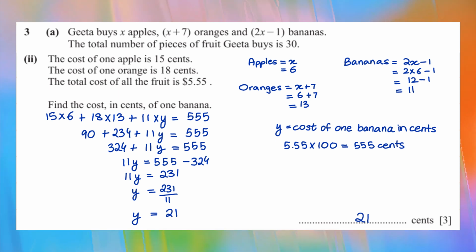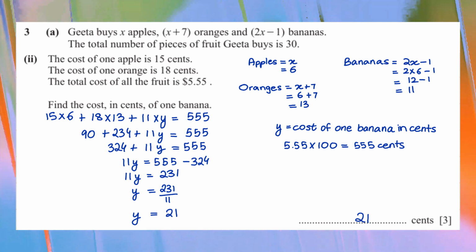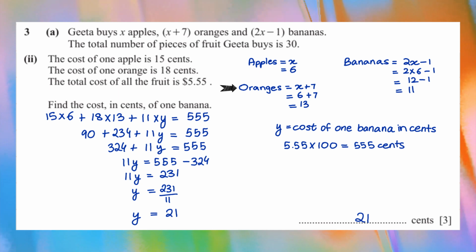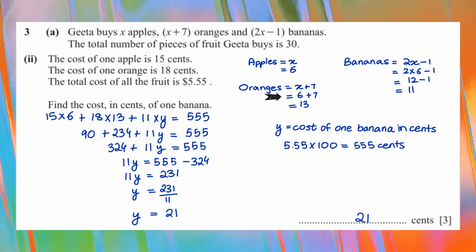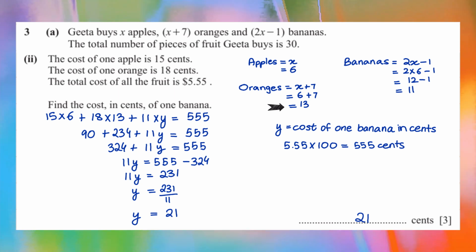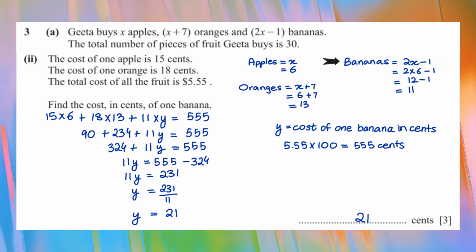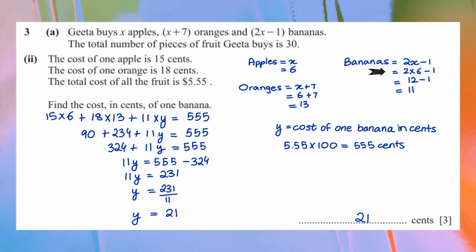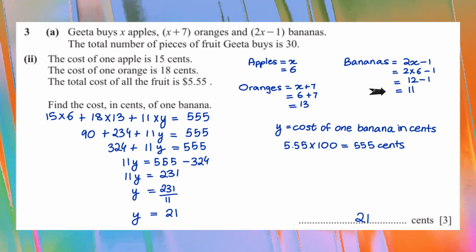Okay, so first let's find the number of pieces of each type of fruit Gita buys. We already know that the number of apples Gita buys is 6. We know that the number of oranges Gita buys is x plus 7. So, substituting 6 for x, we get 6 plus 7, which is 13. So the number of oranges Gita buys is 13. We know that Gita buys 2x minus 1 bananas. Substituting 6 for x, we get 2 into 6 minus 1. Simplifying, we get 12 minus 1, which is 11. So, Gita buys 11 bananas.